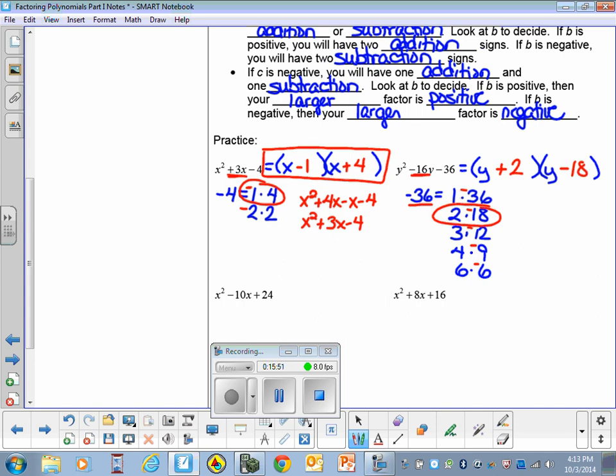At this point, I want to FOIL it back to check it. Y times y is y squared. Y times negative 18 is negative 18y. 2 times y is 2y. And 2 times negative 18 is negative 36. So y squared minus 16y minus 36. Yep, that's what I started with. So there's my answer.